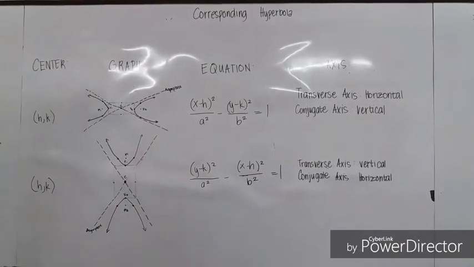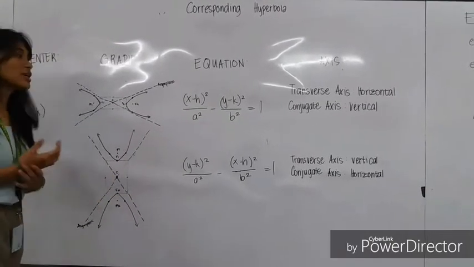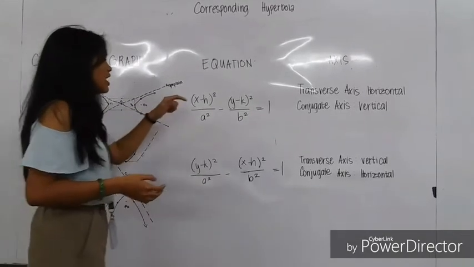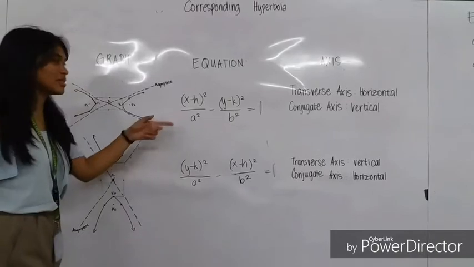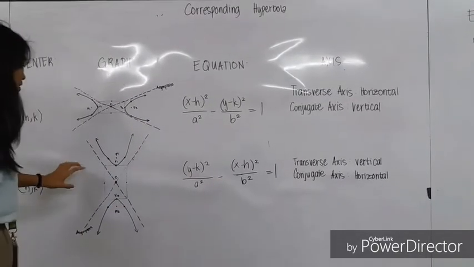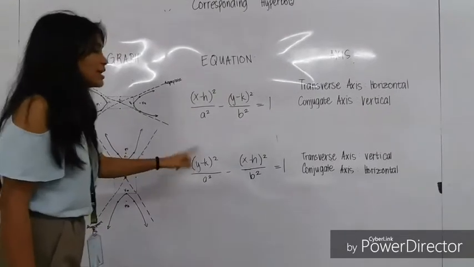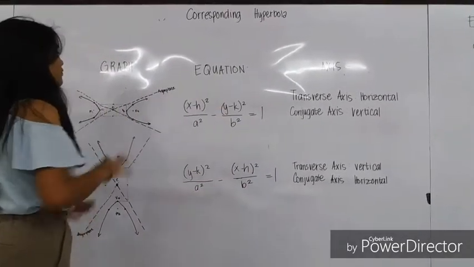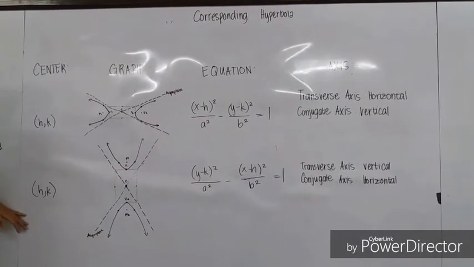So how can we determine the differences of graphs through the equation? We can determine this kind of hyperbola whenever the x squared here is positive, while here we can determine this kind of hyperbola if the y squared is positive and the x squared is negative. But despite the differences of the hyperbolas, they all still have the same center.